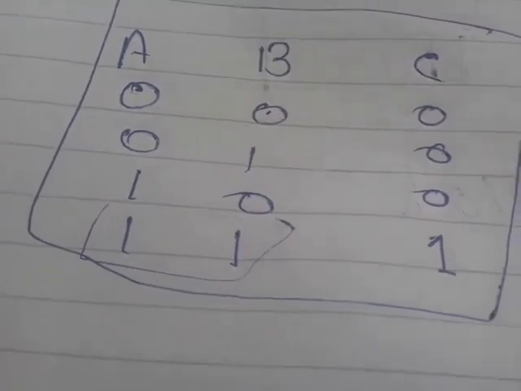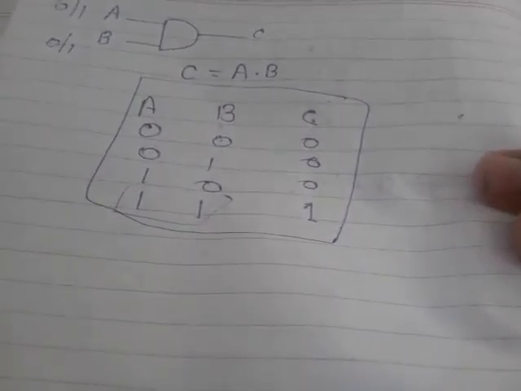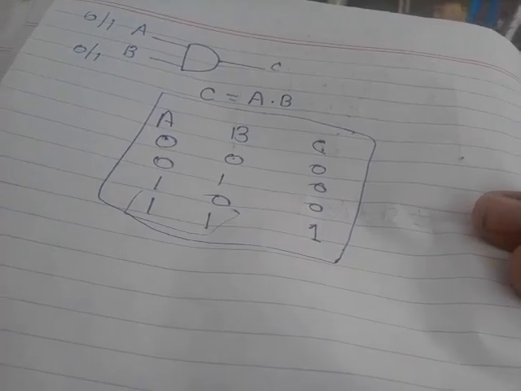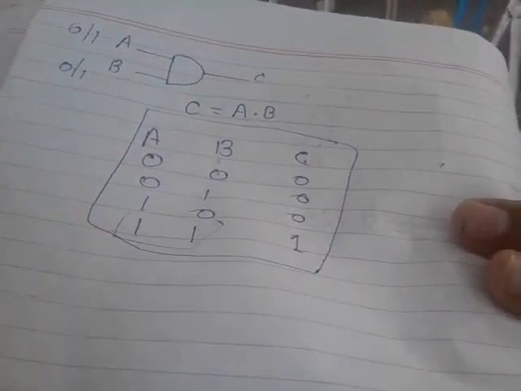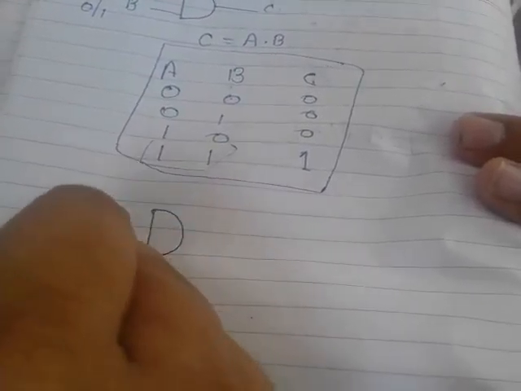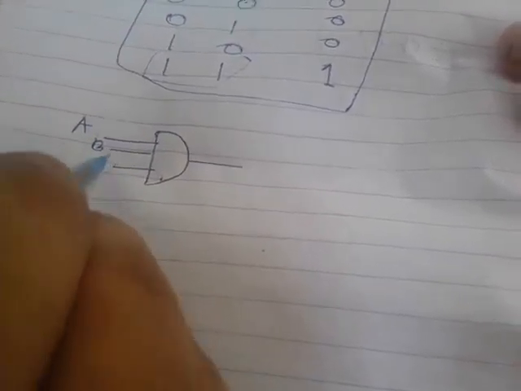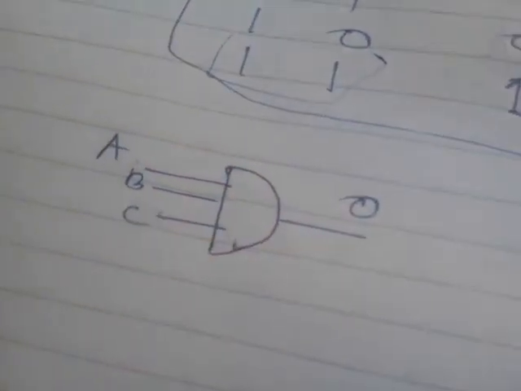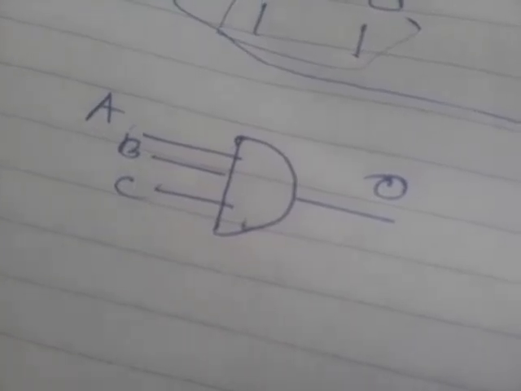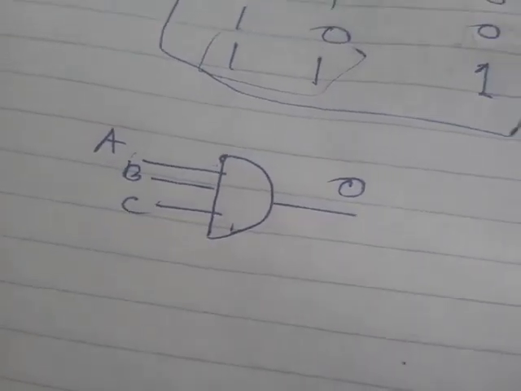I'm not going to discuss the Karnaugh map here. It's going to be maybe for another video. Let's stick to the basics here. So if we observe carefully, it can have even three inputs, like this. So A, B, C are inputs and O is the output. So it has three inputs and one output.